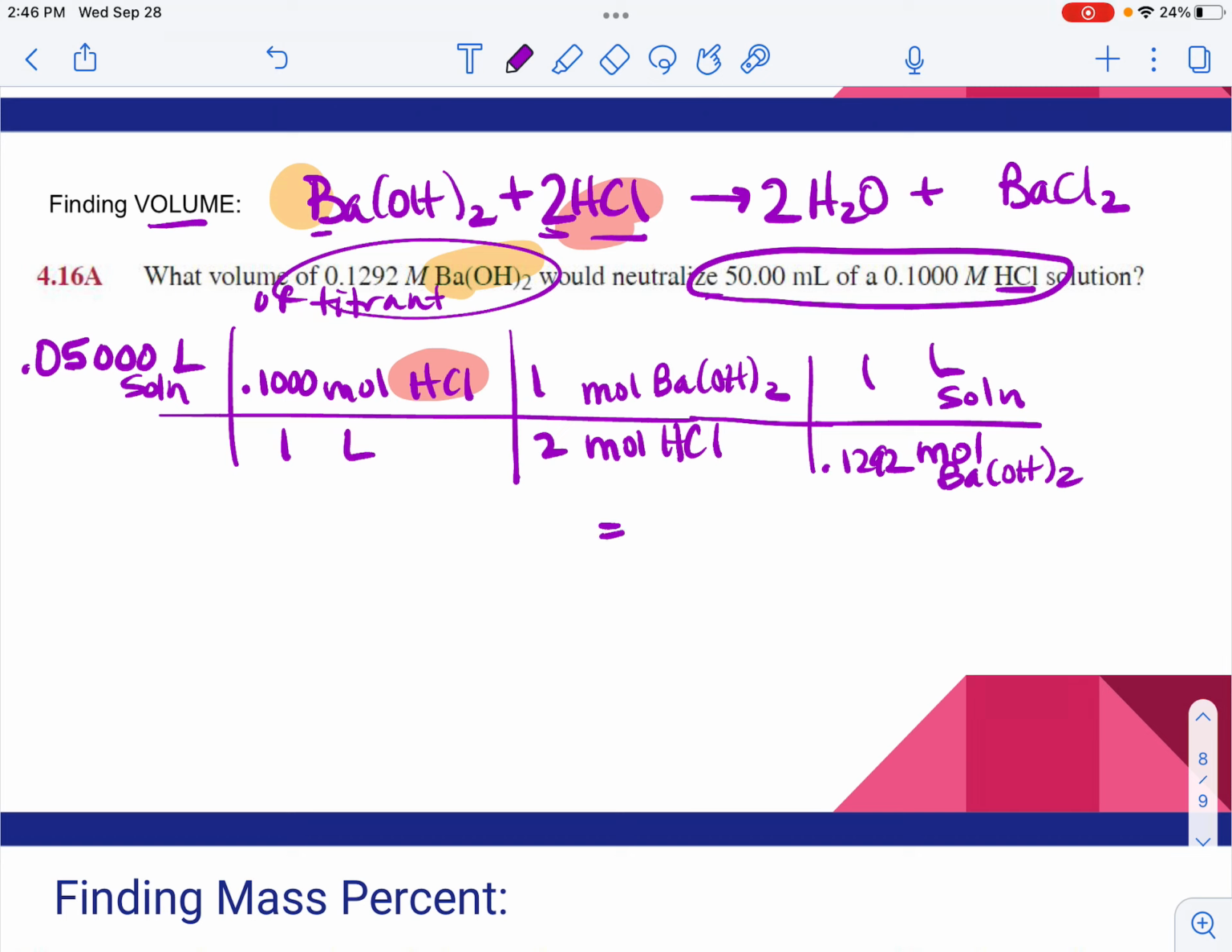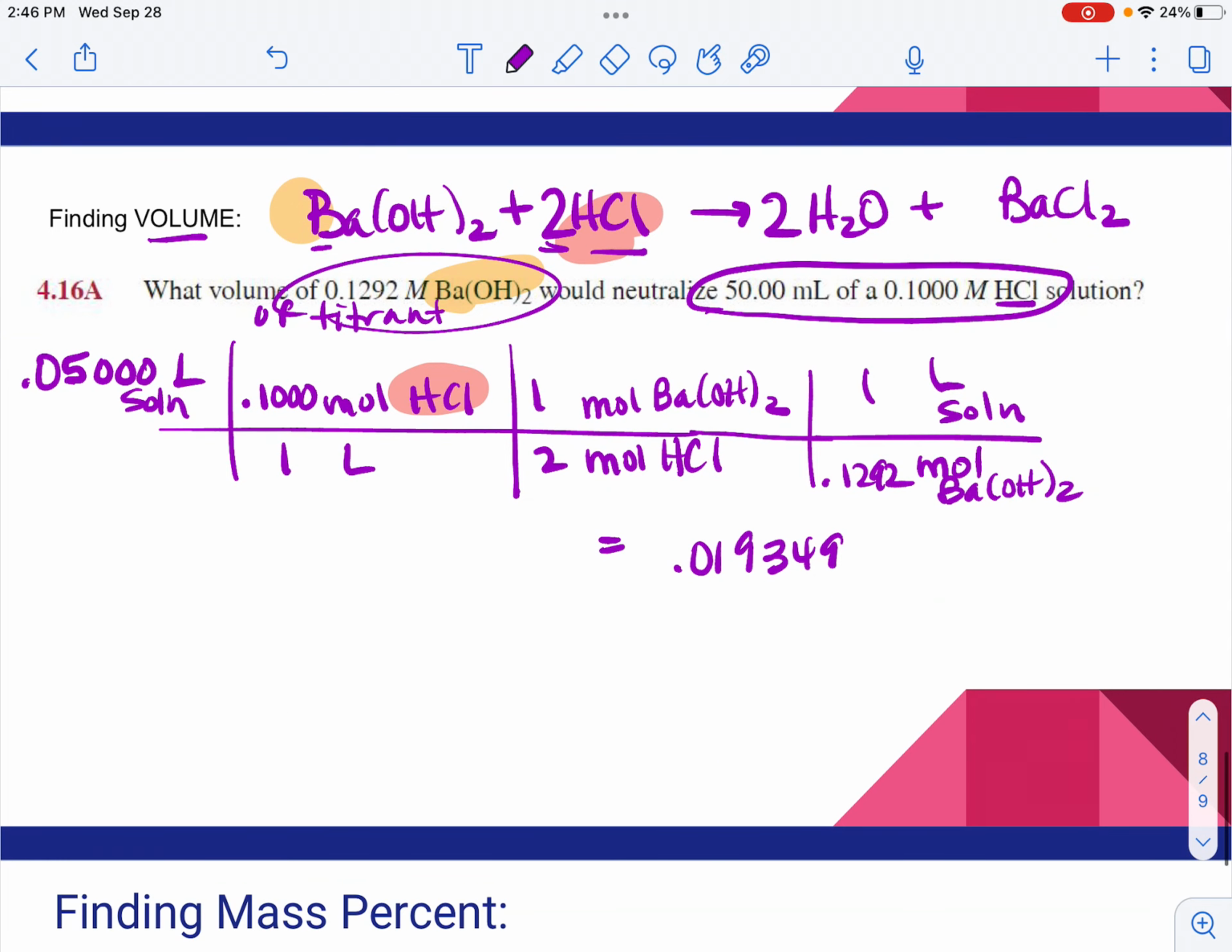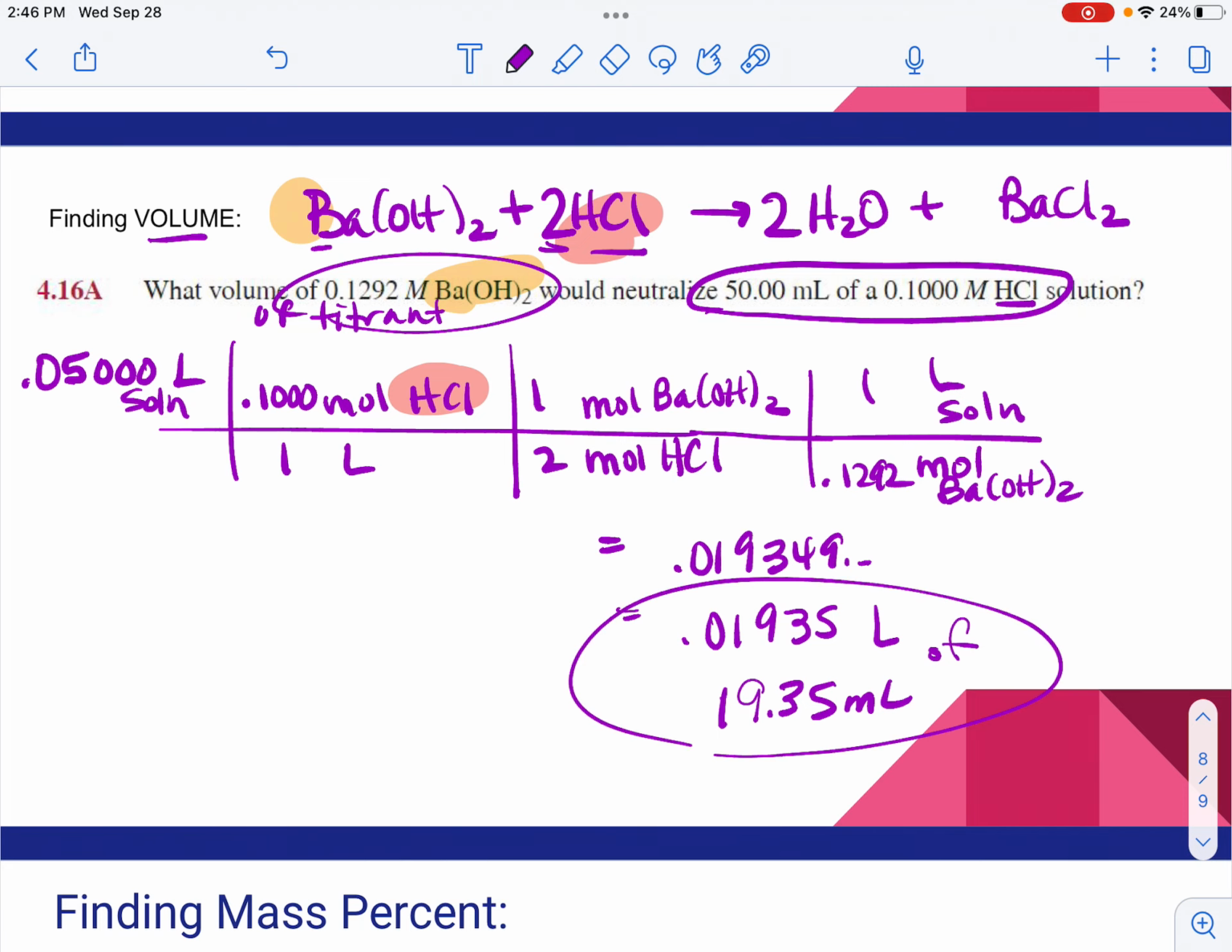And I can do the math really quickly. I get 0.019349 and more numbers, but I have 4 sig figs, which would be 0.01935 liters, or if they wanted milliliters, you can convert it back: 19.35 milliliters of my barium hydroxide solution.